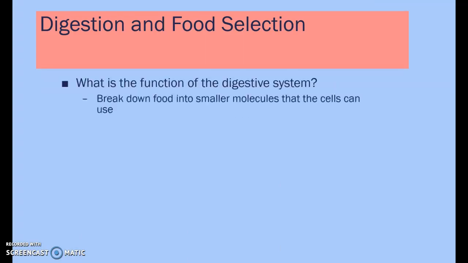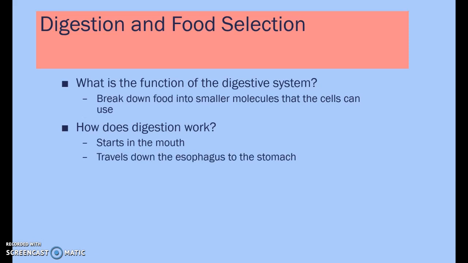In terms of digestion and food selection, the function of the digestive system is to break down food into smaller molecules that the cells can use. So how this works, it's a process. It starts in the mouth, you're eating something. Enzymes in the saliva help break down the carbohydrates. The swallowed food travels down the esophagus to the stomach, where it mixes with hydrochloric acid and enzymes that digest the proteins.